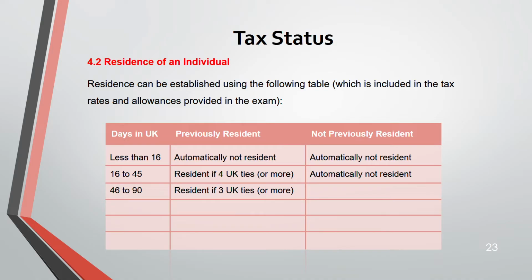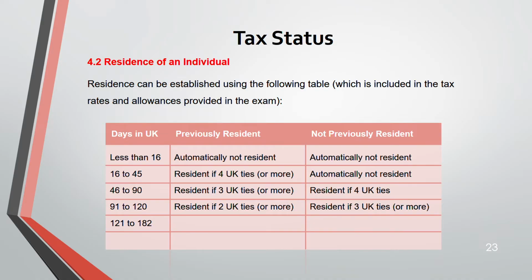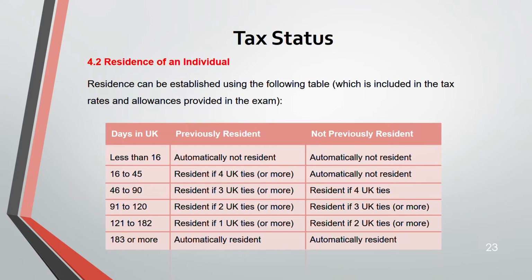So resident if 3 UK ties or more, automatically resident if 4 UK ties. 91 to 120, resident if 2 UK ties or more, resident if 3 UK ties. 121 to 182, resident if 1 UK tie, resident if 2. 183 or more, automatically resident. So this table will be given to you.